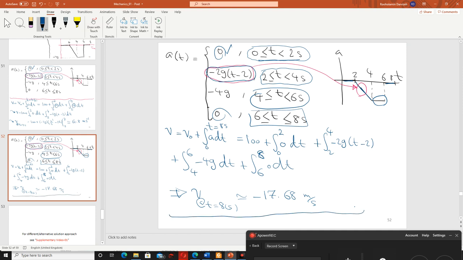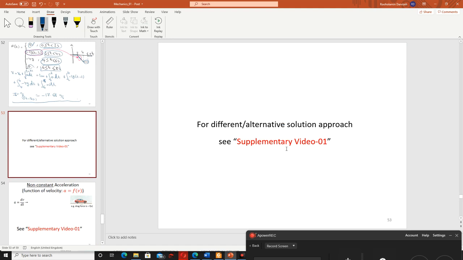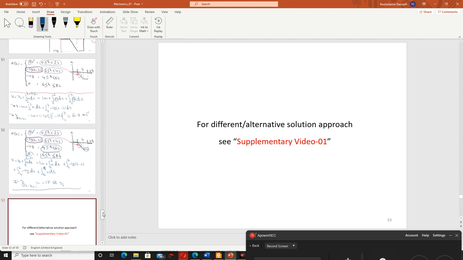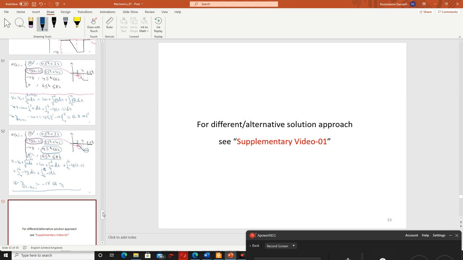Okay, this is one approach to solve it. We can call it a more fundamental approach, which helps to understand the problem much better in detail. But please, it's very important, look at supplementary video number 1. In that video, I solved the same problem using another approach, which is much simpler. For me, when you face a non-constant acceleration problem, it doesn't matter which approach you use, as long as you provide a clear solution procedure, you will get the full mark.